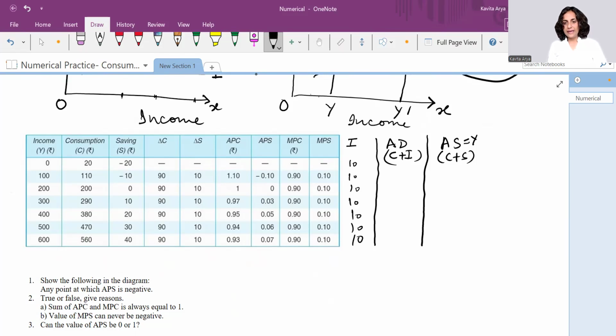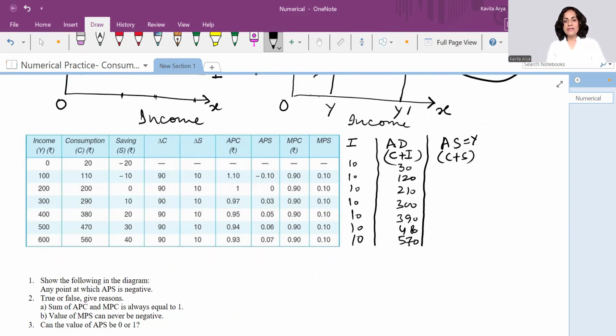So AD and AS are to be found as of now. For this, C plus I has to happen, and C is here. See, 20, 110, 200. So this becomes 30, 120, 210, 300, 390, 480, and 570. What did I do? I simply added 10 units, right?